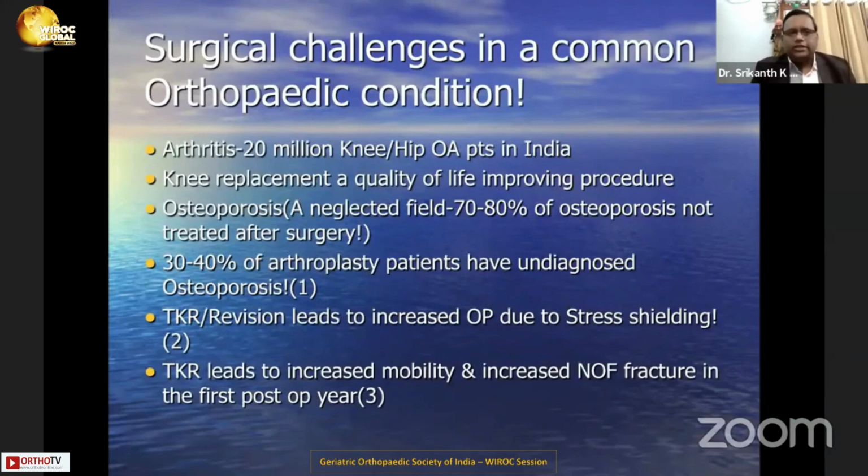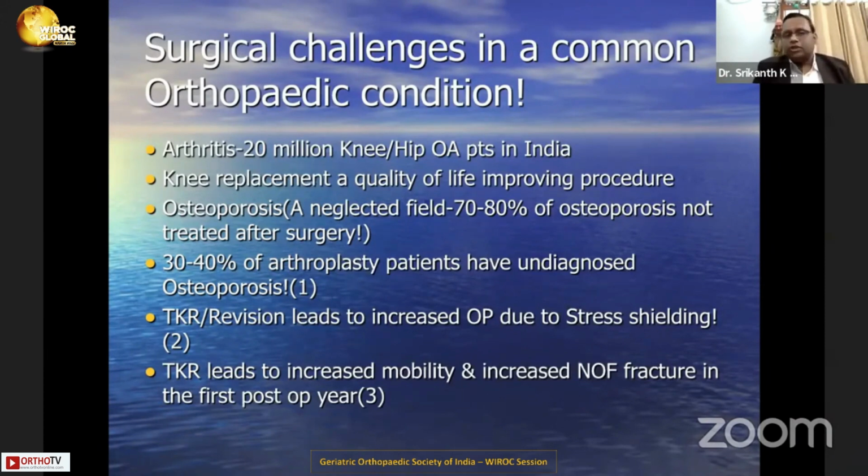Now, we know arthritis affects around 20 million people in India, particularly arthritis of the hip and the knee. Knee replacement, we know, is a quality of life improving procedure, globally accepted. Osteoporosis, unfortunately, is a neglected field. Some papers indicate 70 to 80% of osteoporosis is not treated despite a distal radial fracture or a hip fracture or spine fracture. We know of a recent publication which shows that 30 to 40% of arthroplasty patients have undiagnosed osteoporosis.